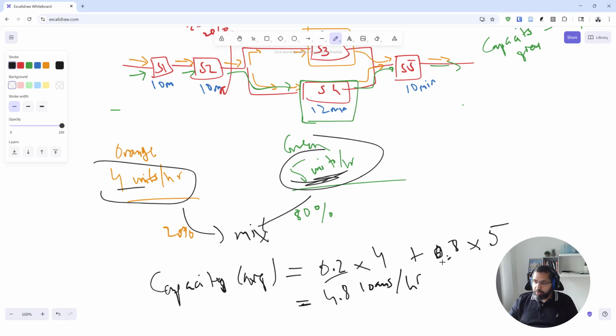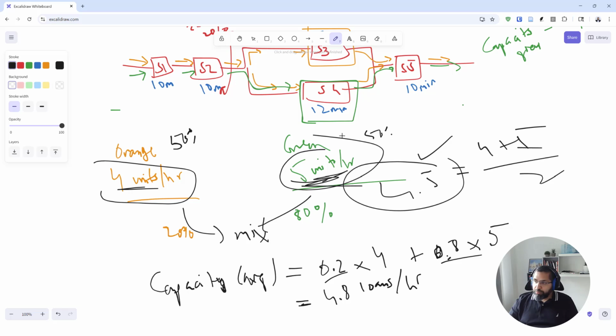You multiply by the percentages of the two. If you had 50% orange, 50% green, you can take a simple average. You can just do 4, the capacity of orange, plus 5, the capacity of green, divided by 2, and the answer is 4.5. The simple average only works if they're an even split, 50-50. But if the split is not even, you have to do this weighted average, 20% and 80% like that.